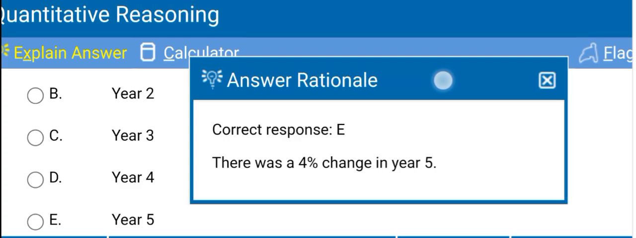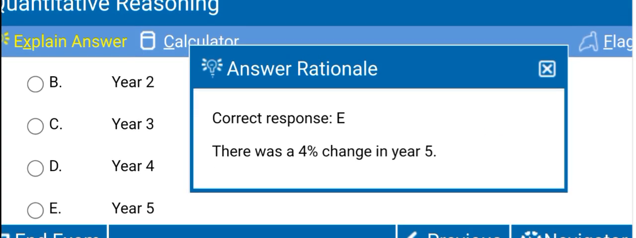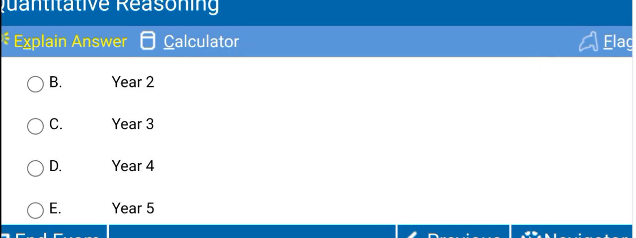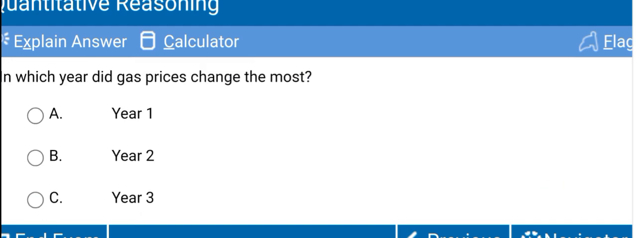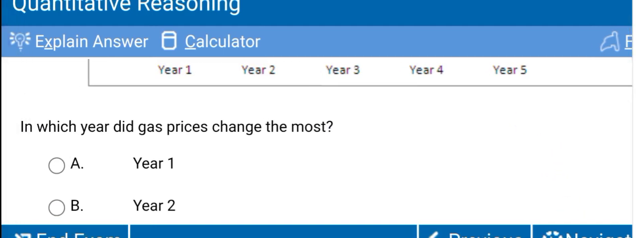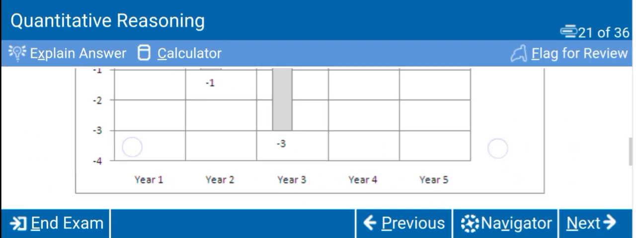So the correct response is option E. There was a 4% change in year 5. So that's why we can say the correct option is option E. Year 5 is the year in which gas price changed the most, which is 4%.